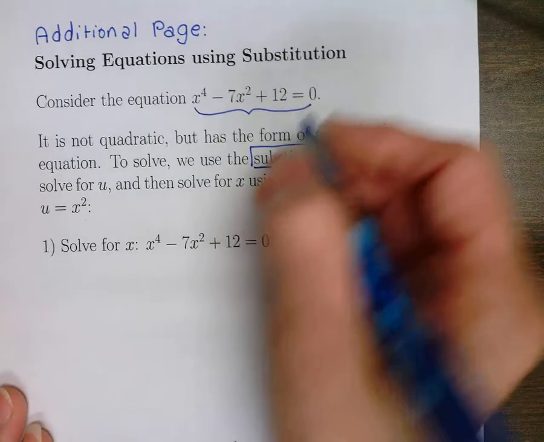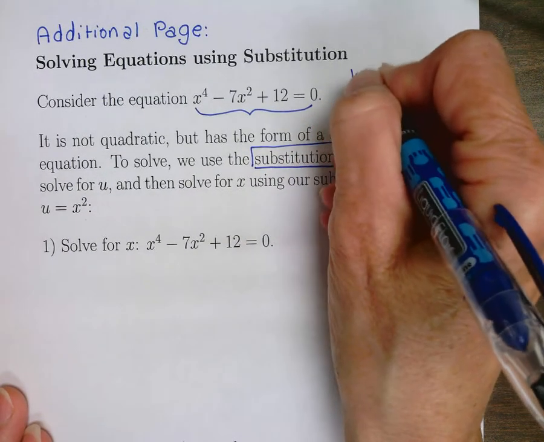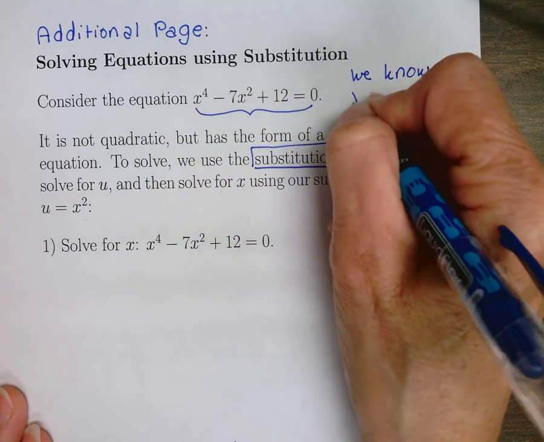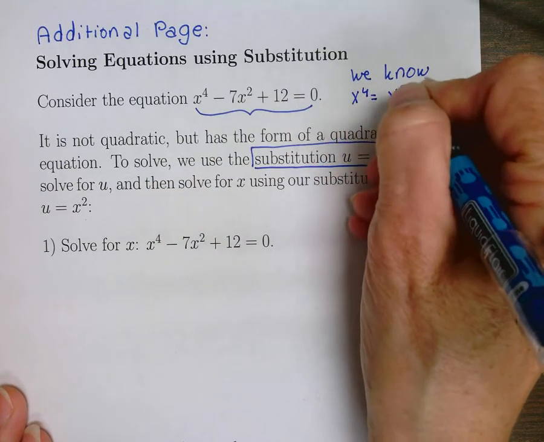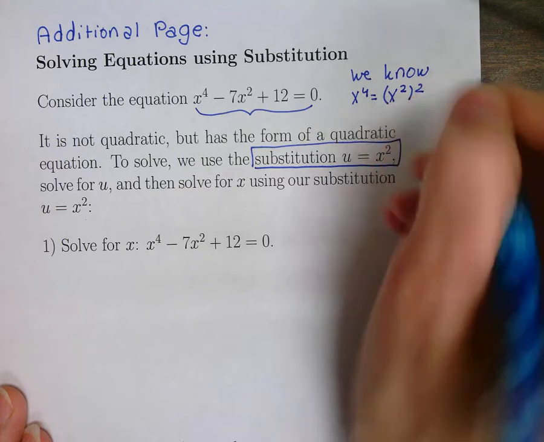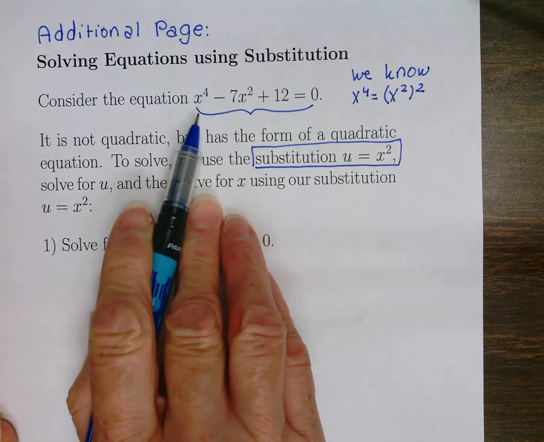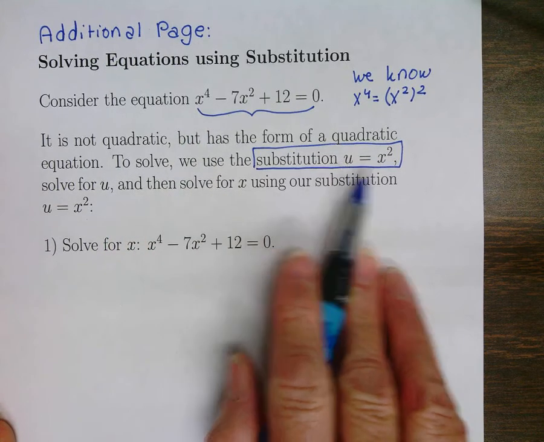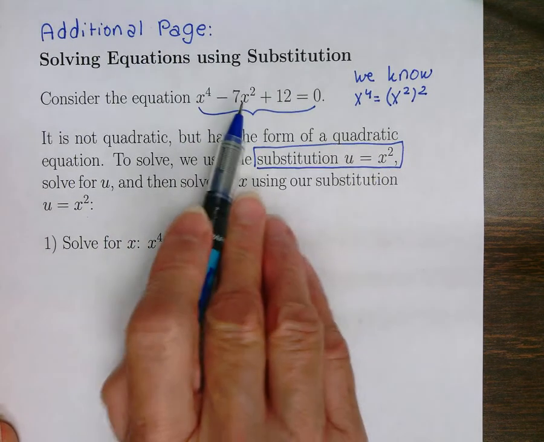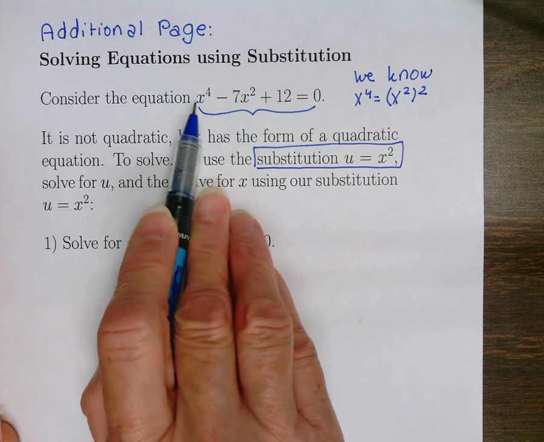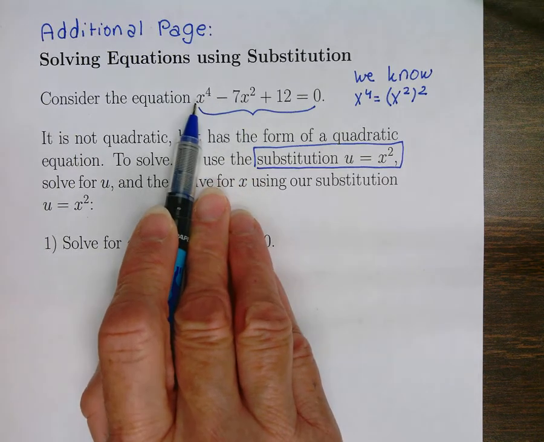In this case, we know that x to the fourth is the same as x squared squared. So our middle term being x squared, our first term is the square of that. That tells us what to use for our substitution. U is the variable of the middle term, as long as the first term squares that variable. Okay, does that make sense?